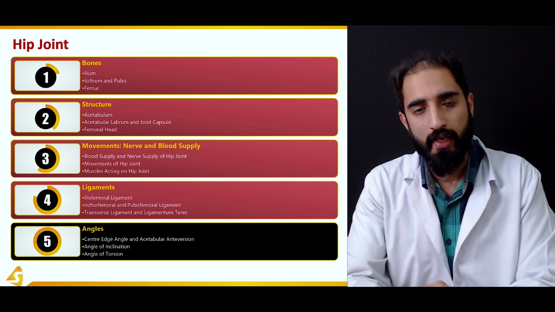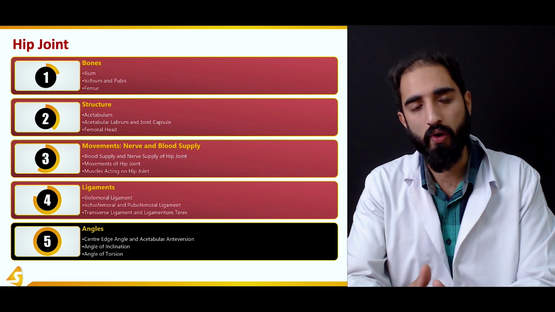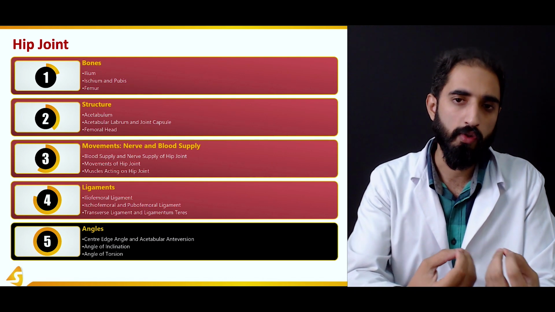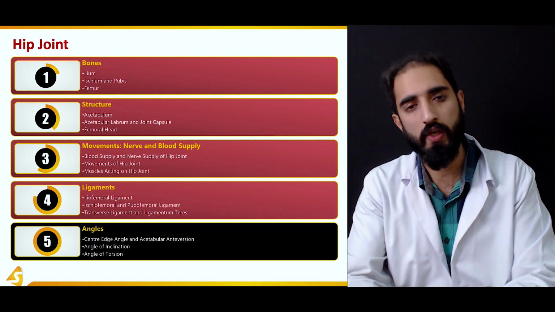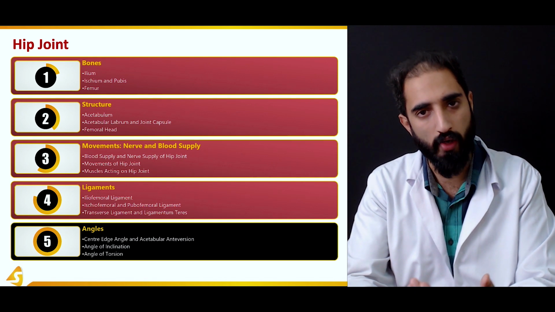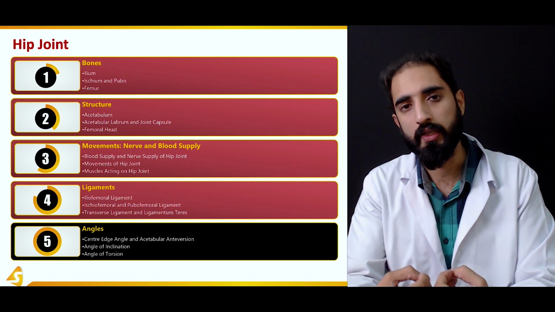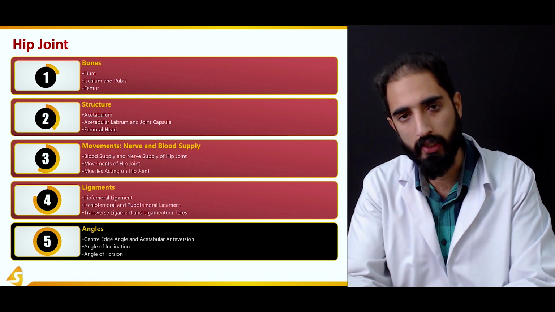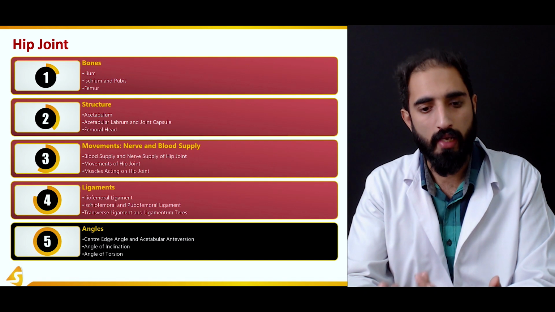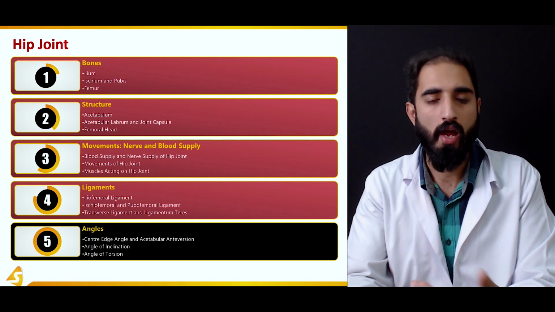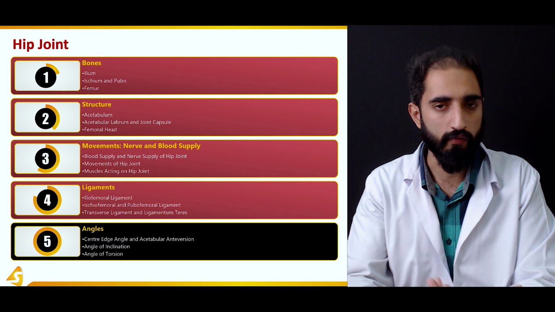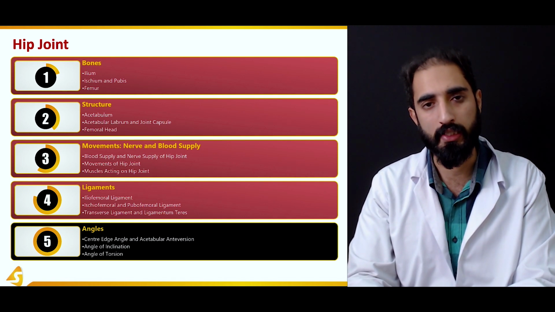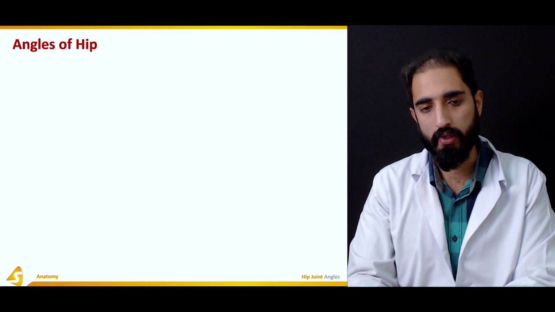the joint. The 2 joint angles, you can say the angles which are actually of the acetabulum, are the center edge angle and the angle of acetabular anteversion. On the other hand, the hip joint has 2 angles which are actually of the femoral neck, or the angles of the femur, which are the angle of inclination and the angle of torsion. And in this lecture we're going to take a look at them one by one in detail, starting off with the angles of the hip.